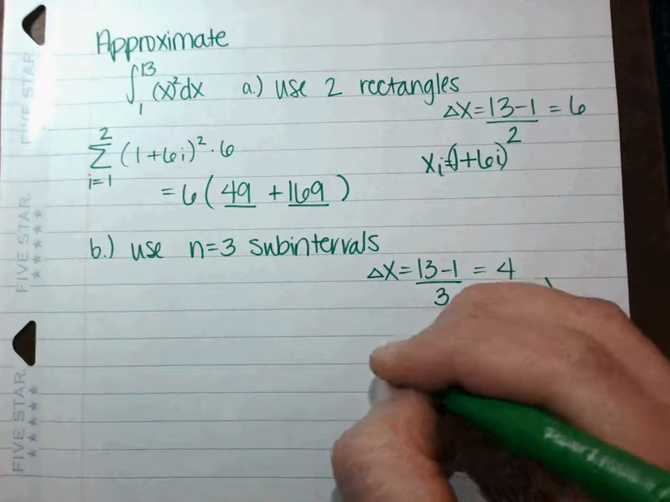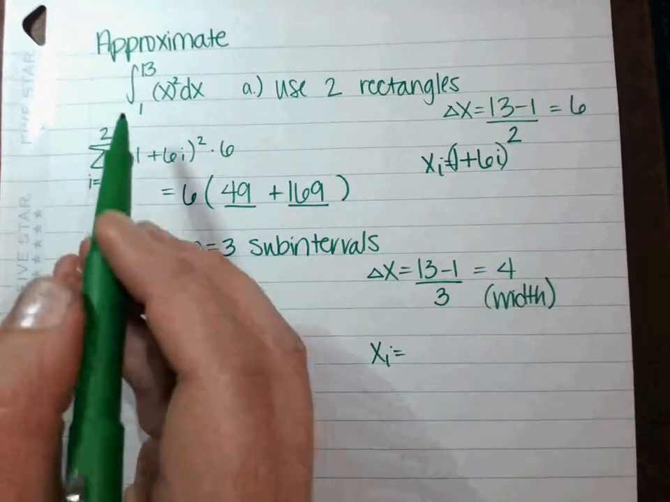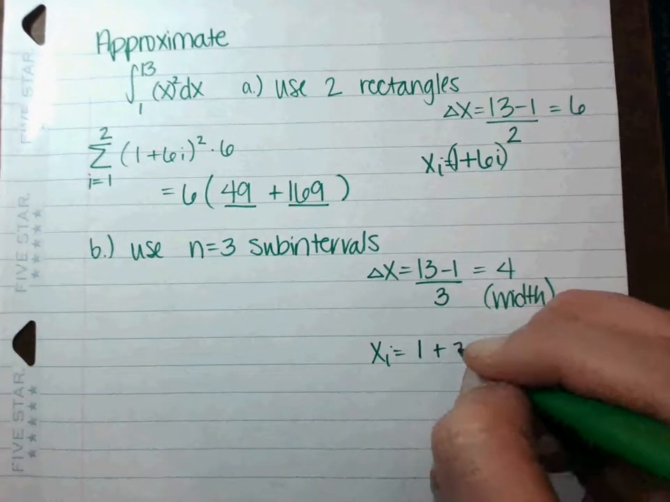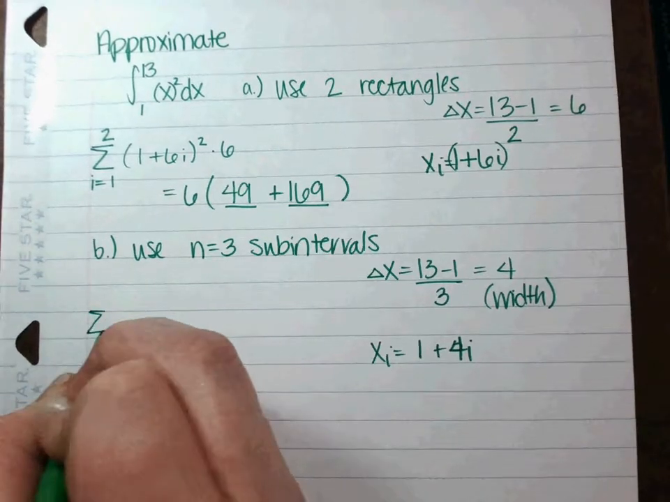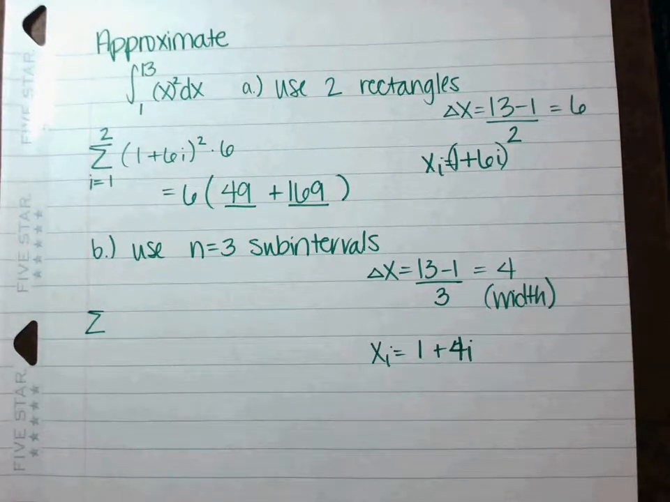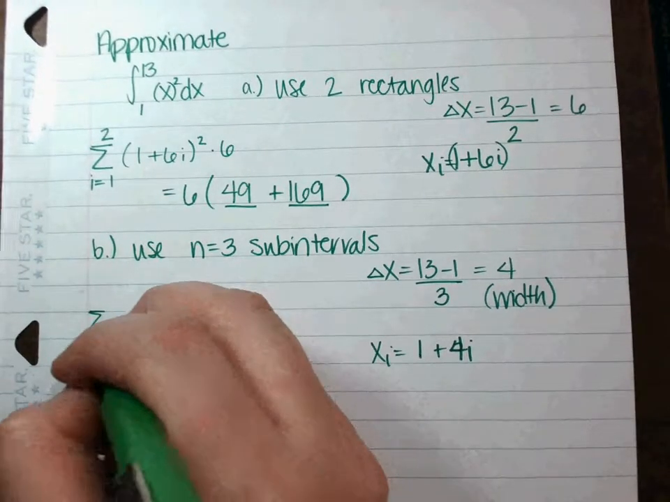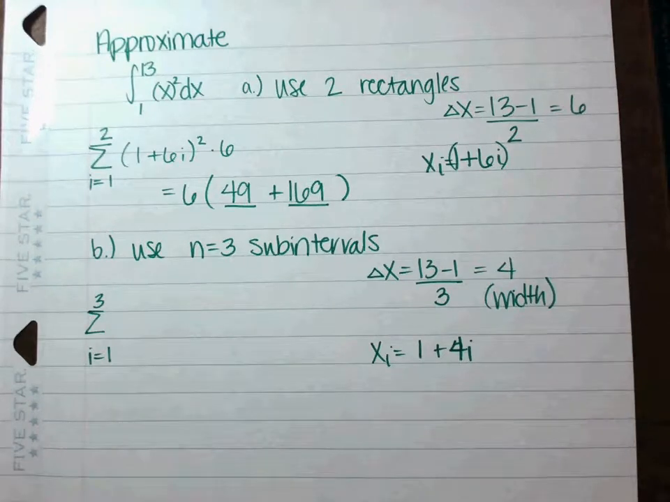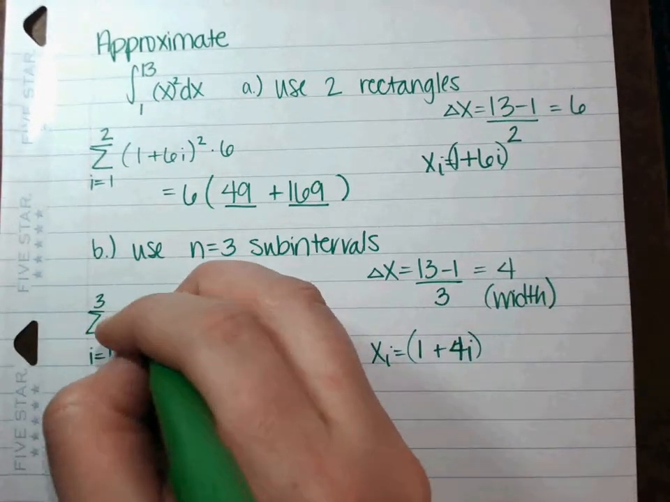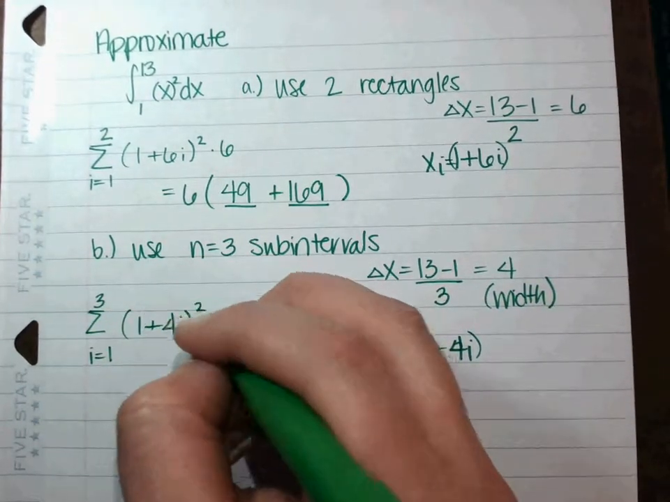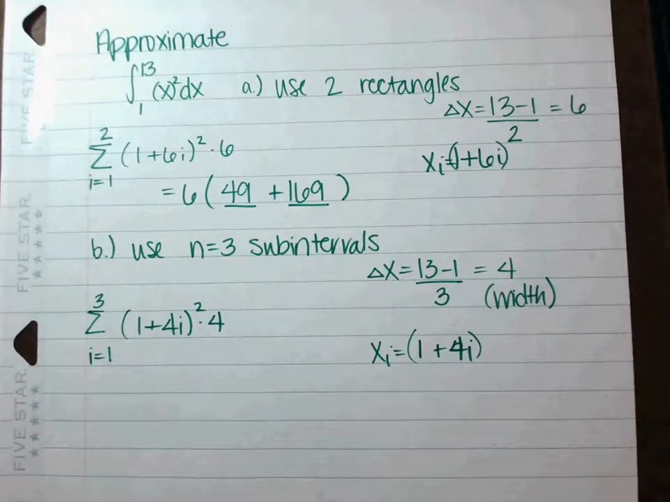Then from there, my x sub i would be my shade start, which is 1 plus 4i. Very good. Okay, write your summation for me here. I'm going to go from 1 to 3. And then remember, it's f of x sub i times delta x. So my x sub i is plugging in. It's (1 plus 4i) squared times 4, where 4 is your width.